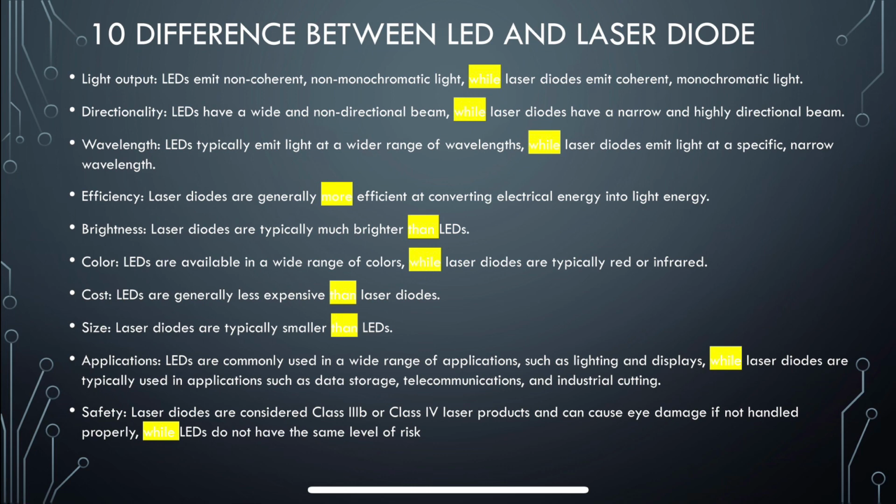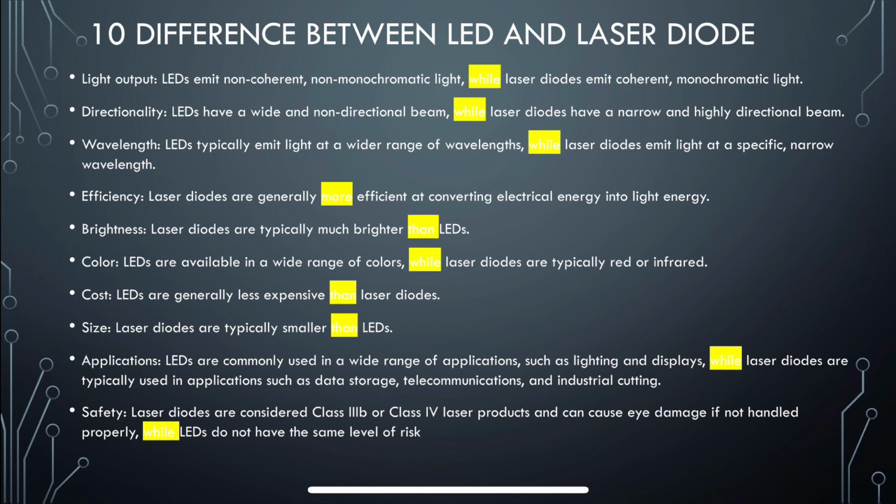Efficiency. Laser diodes are generally more efficient at converting electrical energy into light energy. Brightness. Laser diodes are typically much brighter than LEDs. Color. LEDs are available in a wide range of colors, while laser diodes are typically red or infrared. Cost. LEDs are generally less expensive than laser diodes. Size. Laser diodes are typically smaller than LEDs.